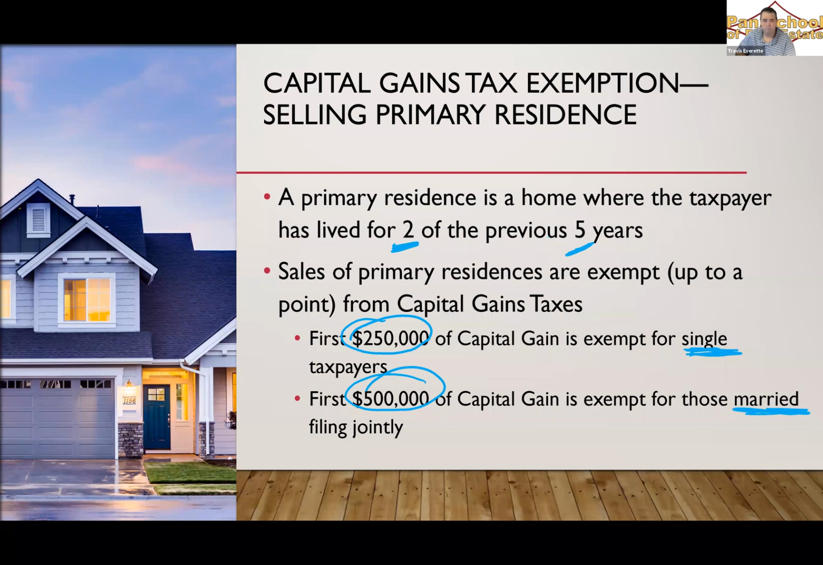Very few people make this kind of a gain on their home unless they've owned it for a very long time, or they're in a market where prices have just rocketed up, and they haven't really spent money on the property while they've owned it, because all that gets factored in. So it's very unusual for people to have gains in excess of this amount.